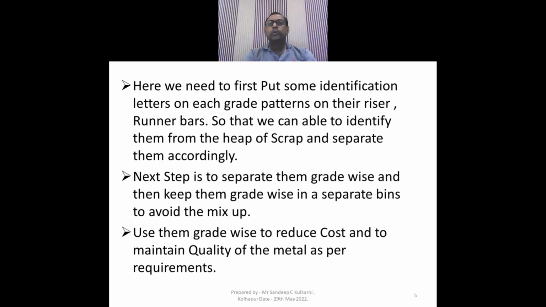Here we need to first put some identification letter on each grade pattern, on their riser and runner bars, so that we are able to identify them from the heap of the scrap and separate them accordingly. The next step is to separate them grade-wise and keep them in separate bins or separate compartments to avoid mix-up. Use them grade-wise to reduce cost and to maintain the quality of the metal as per requirement.